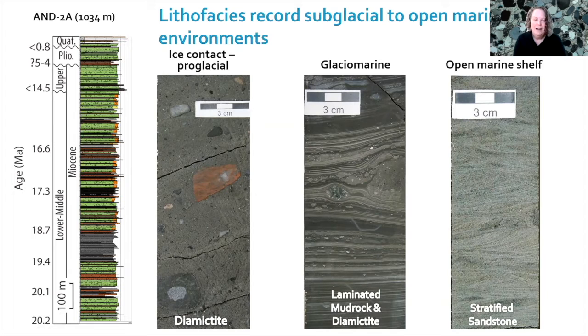These record ice contact proglacial conditions. And other facies record settings ranging from glaciomarine, like you can see here, and open marine shelf. And the range of lithofacies that we see in these cores indicate that climate conditions have been quite variable through the Cenozoic.